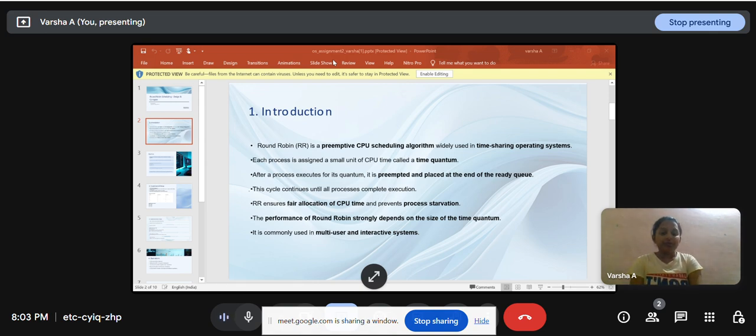The biggest advantage of round robin is that no process starves and all processes get equal CPU chances. However, its performance depends strongly on the selected time quantum value.